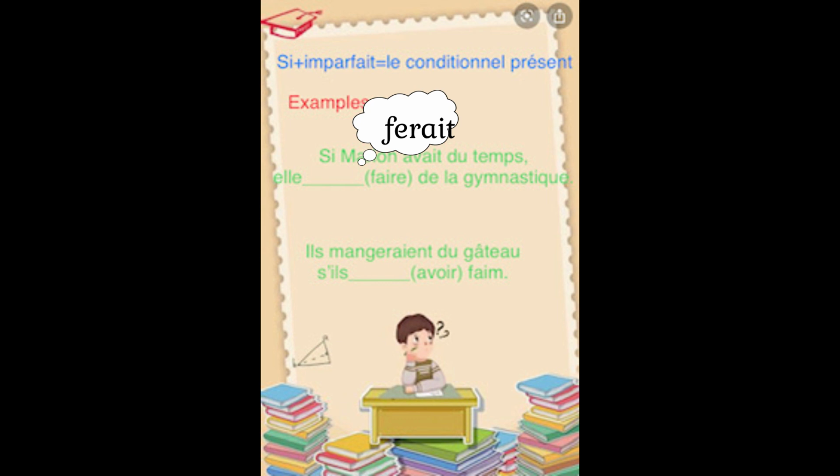The second example is ils mangeraient du gâteau si il a dash faim. Now, friends, there is a twist as we have been given the other part of the sentence and we have to fill the part with the si clause. Now, the other part of the sentence has conditional present as it has the base of future, that is manger, and endings of imperfect, which is ent. So the si part will always take imperfect and it will become avait.